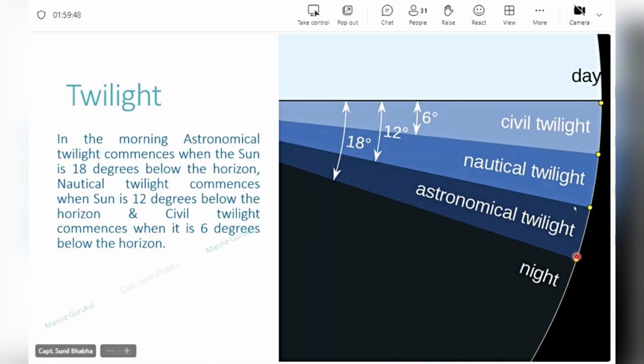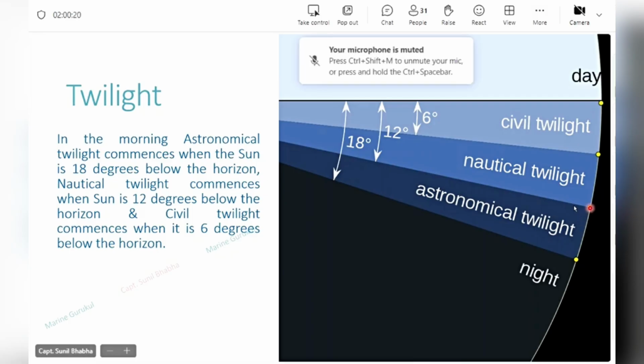The astronomical twilight has commenced at this particular instant, and we are able to receive some light, though very, very little, at this particular point of time from the sun. After this instant, the sun keeps on coming closer to the horizon, and the altitude, which was initially minus 18 degrees when the twilight started, now starts to come down, minus 17, minus 16, minus 15, and so on.